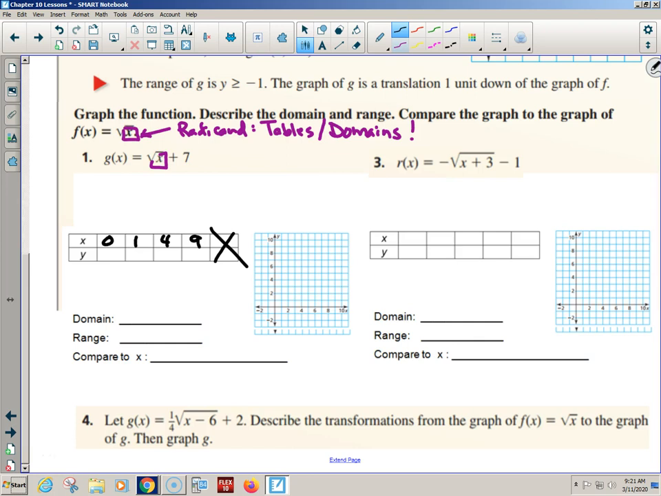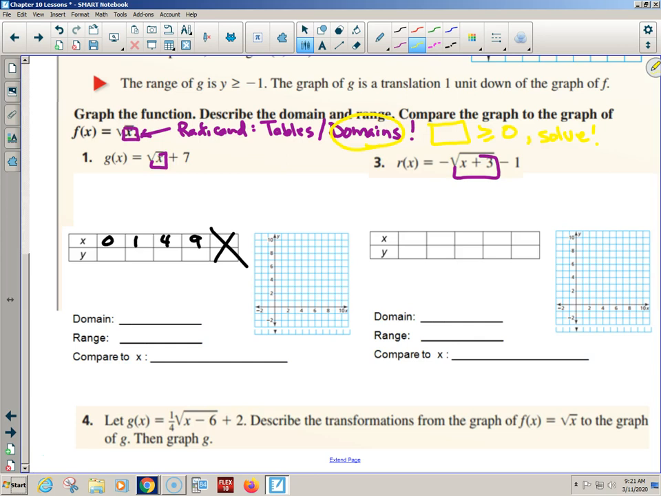0, 1, 4, 9. But what's different now that I've gotten to this guy? No longer 0, 1, 4, 9, right? Can I remind you really fast how to do domains? Domains say, ready? Take the radicand and set it greater than or equal to 0 and solve.